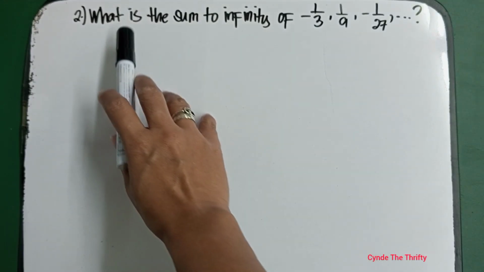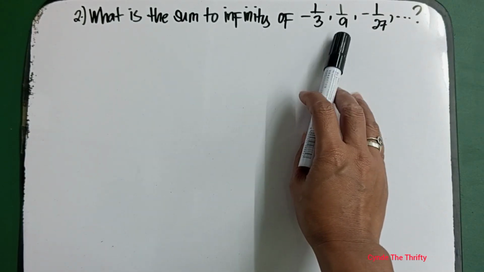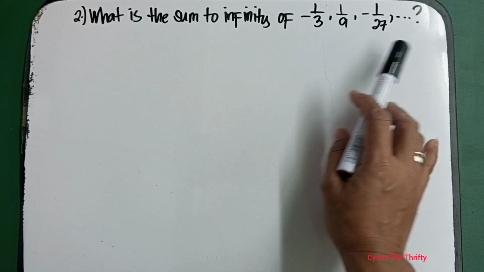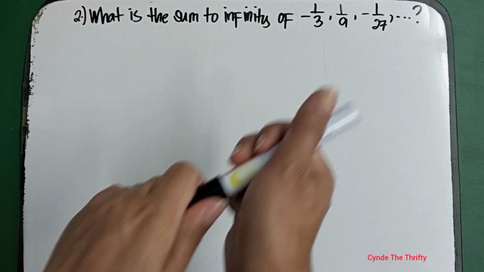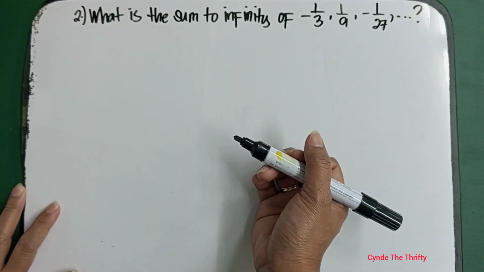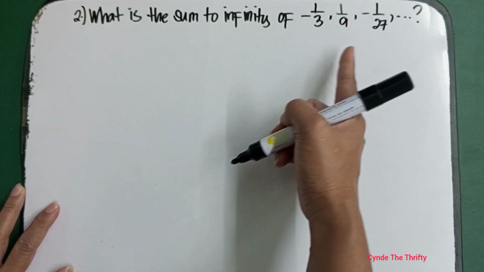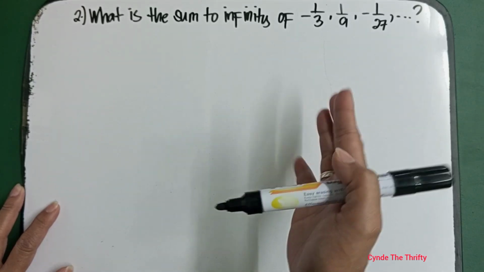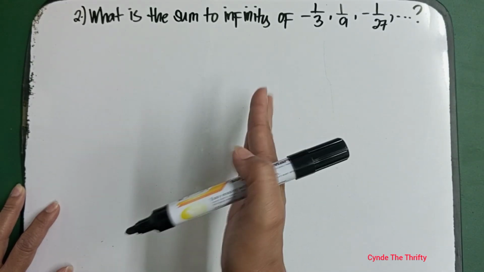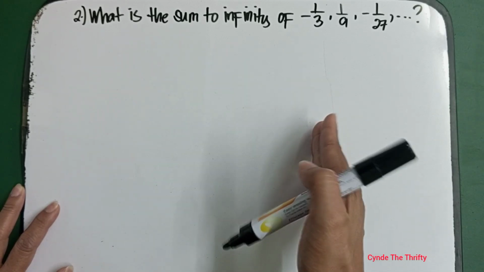Another example tayo, what is the sum to infinity of negative 1/3, 1/9, and negative 1/27. Okay, so kaya nga nagsabi ko na fraction ang haharapin natin ngayon. So first, ang unang gagawin natin is kukunin natin ang common ratio ng ating geometric sequence para malaman natin kung pwede ba natin gamitin ang ating sum to infinity. Okay, kasi again, dapat ang kanyang common ratio is between negative 1 and positive 1.